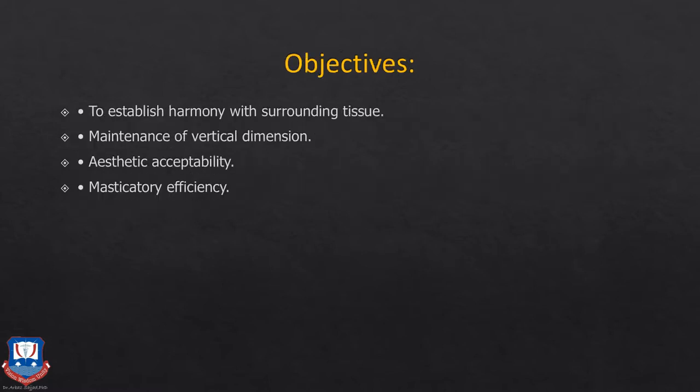So what is the objective of this selection of the teeth? You should be able to establish harmony with the surrounding tooth, with the type of the tooth mold that you select. You should be able to maintain the vertical dimension that was established at the time of the jaw relation. The teeth setting should be aesthetically acceptable to you as well as to the patient, as well as it should provide or improve the masticatory efficiency of the patient. After all, many patients seek dentures solely because they can eat properly again.